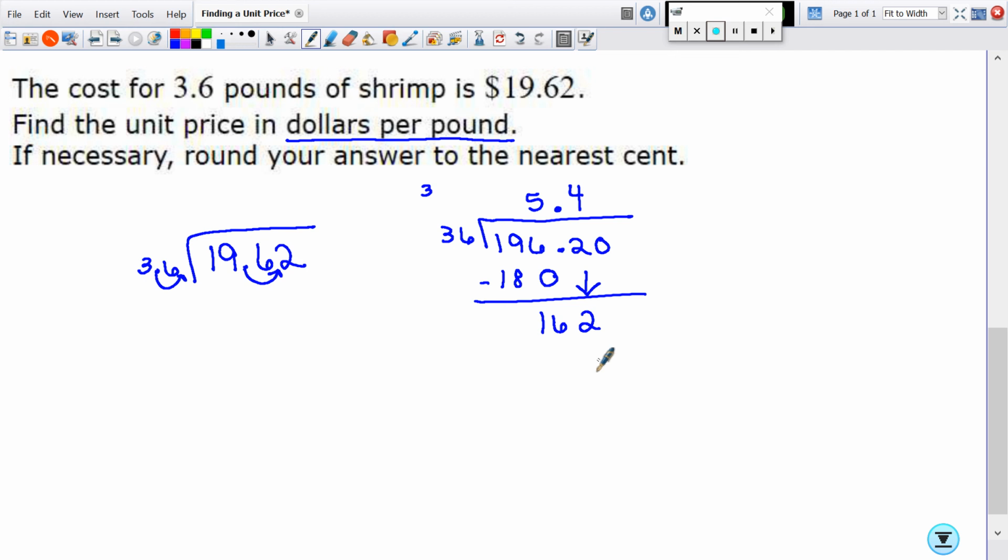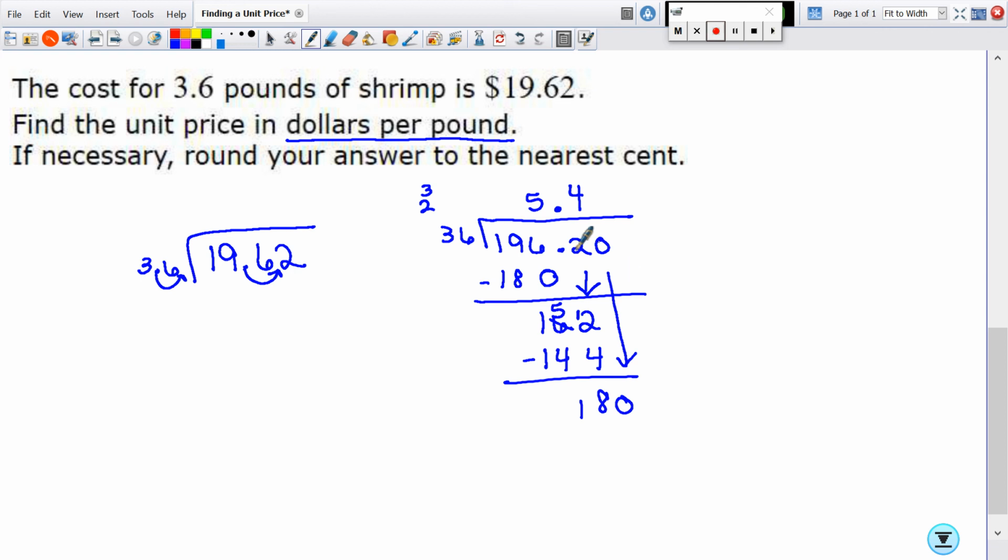4 times 6 is 24. Write the 4, carry the 2. 4 times 3 is 12, plus 2 is 14. Subtract that. You've got to borrow from the 6. So 12 take away 4 is 8. 5 take away 4 is 1. 1 take away 1 is 0, so you don't need to worry about that. And bring down the next number, which is the 0 that we put because it was dollars and cents.